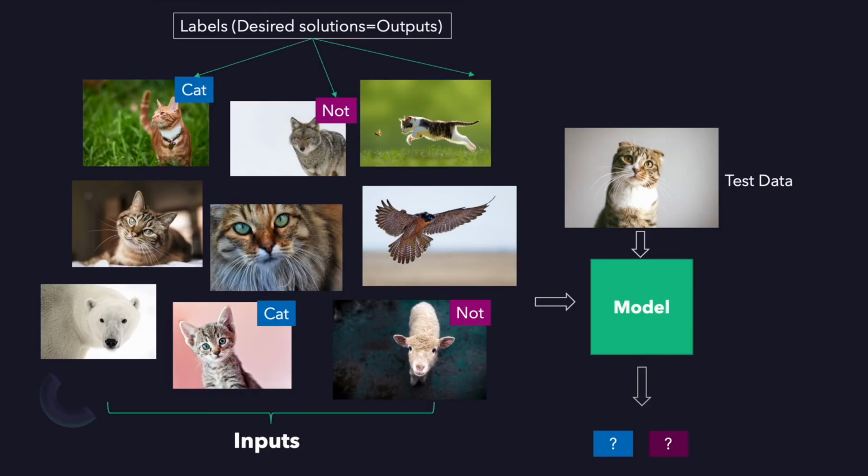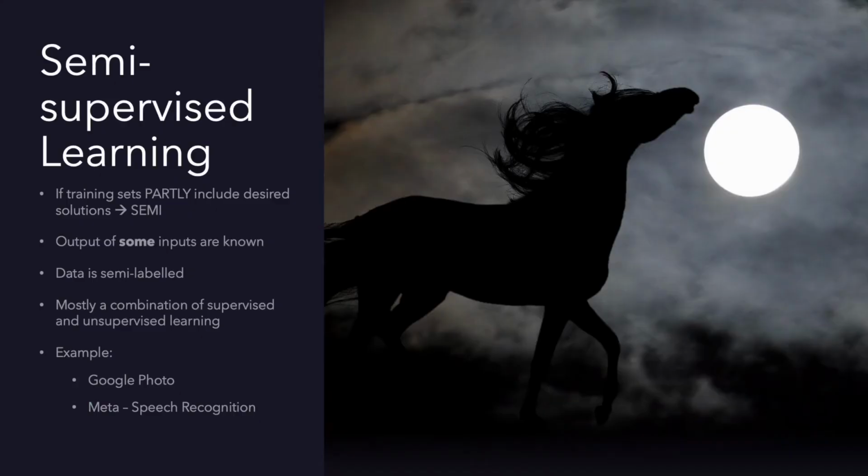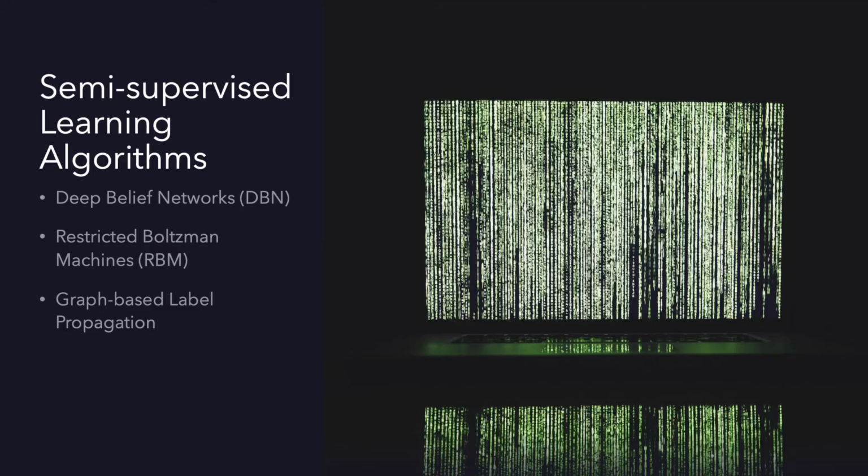Okay, let's continue to look at machine learning types. Think of the same example, but in this case, you have some labeled data, and you also have some unlabeled data. As you can estimate, this is semi-supervised learning. Training sets partly include desired solutions. That's why its name is semi. Output of some inputs are known. This type is usually a combination of the previous two actually, and Google Photos or Meta's Facebook speech recognition applications use semi-supervised learning in their applications. And these are common semi-supervised learning algorithms.